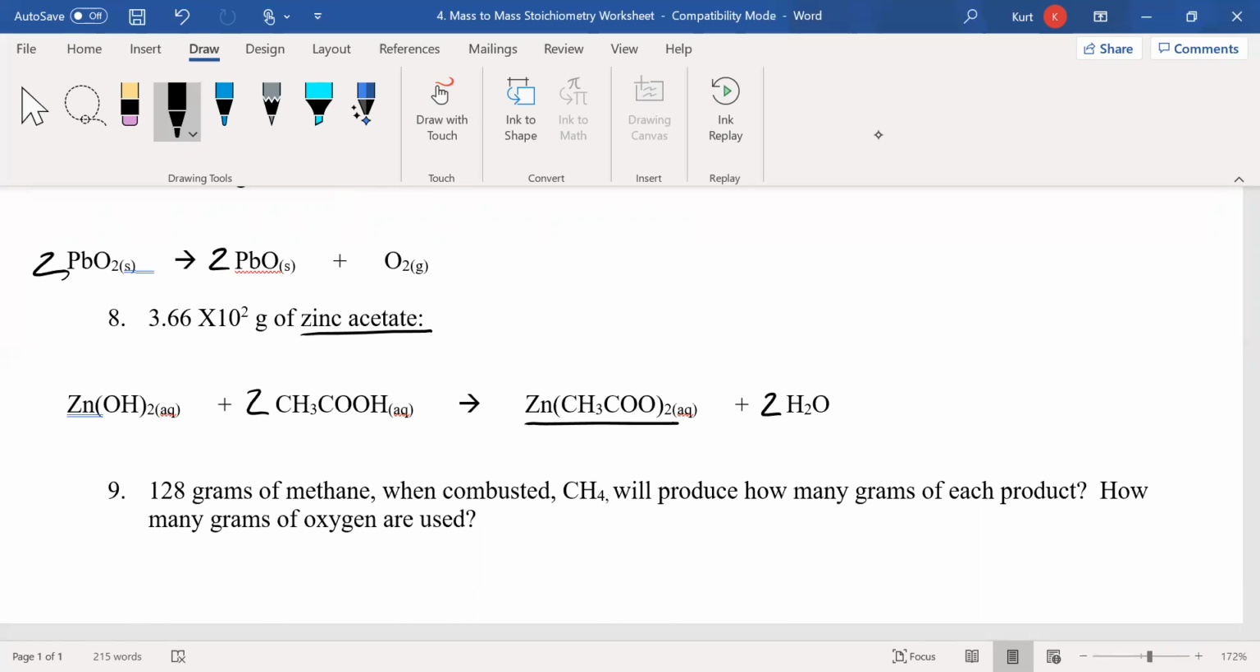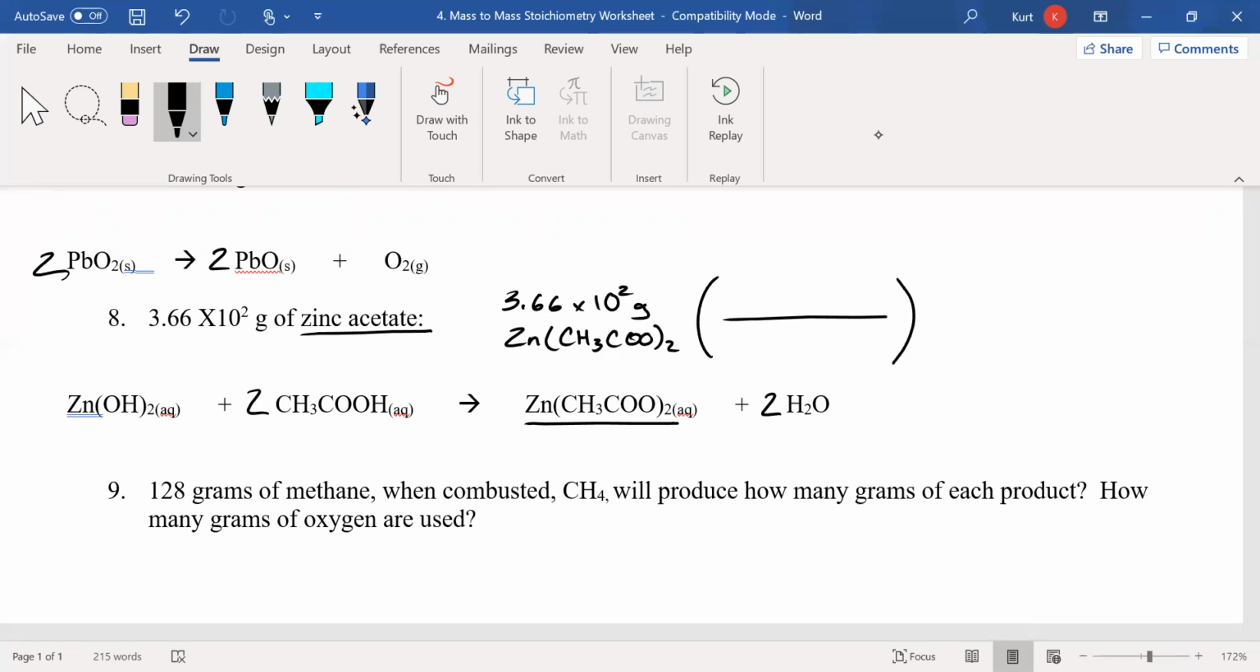So the first one I'll do is zinc hydroxide. So we have 3.66 times 10 to the second grams of ZnCH3COO2. The first thing that you need to do is you need to find the molar mass. So I'm going to ask you guys for help. What did you calculate the molar mass of zinc acetate being? What did you get? I got 183.4. Derek says he got 183.4 grams per mole.